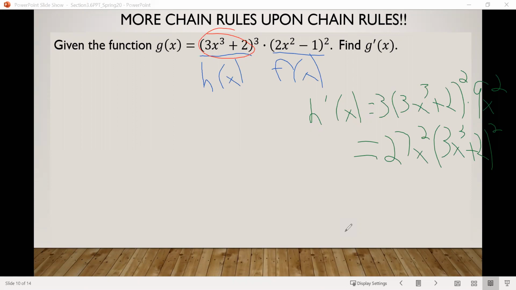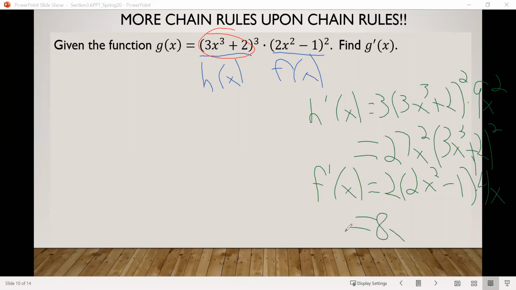Okay, and then I'll also find f prime. If I do that again using the chain rule, it looks like I have 2 times 2x squared minus 1 to the first power times the derivative of the inside, which would be 4x. Multiply that out, we'll have 8x times 2x squared minus 1, which I can distribute. If I do that, I will end up with 16x cubed minus 8x. Okay, so these two things here are derivatives. So now we have the derivative of both h and f.